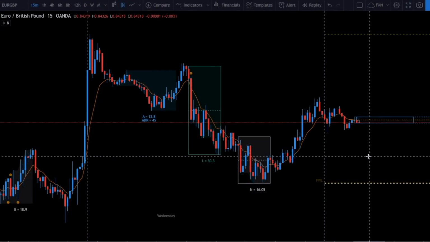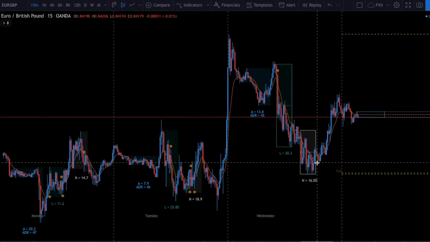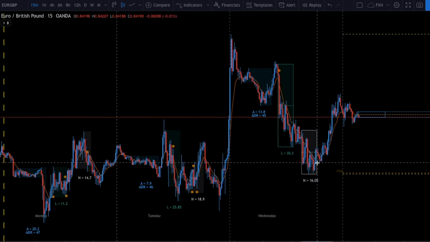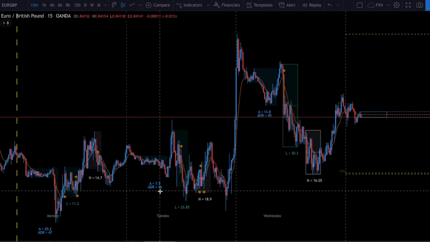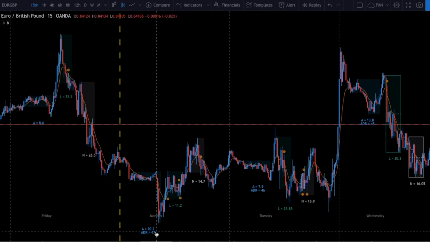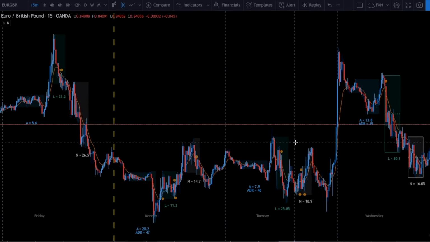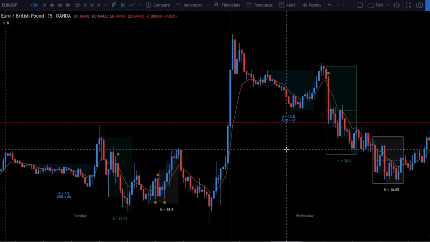So this is what the indicators would look like once you have them on your chart. Now you'll notice that basically every day it'll tell you what that pair's ADR is for that day. Every day could be different. As you can see, yesterday was 46, day before that was 47, and so forth and so on. So every day is different. So how can you use this?